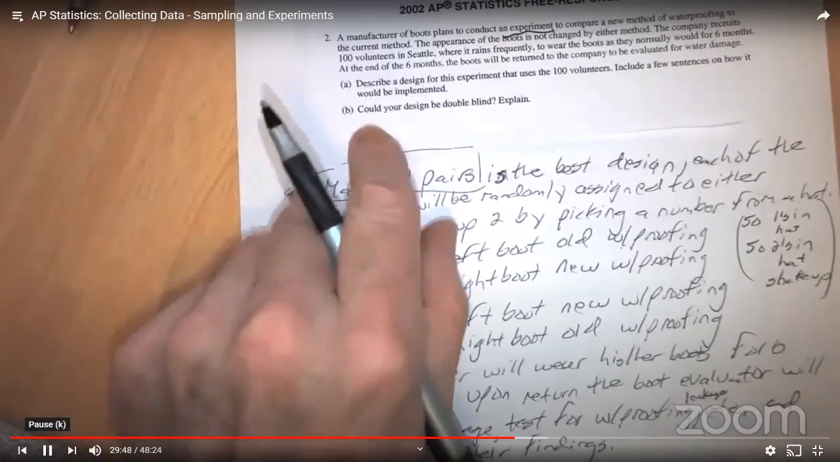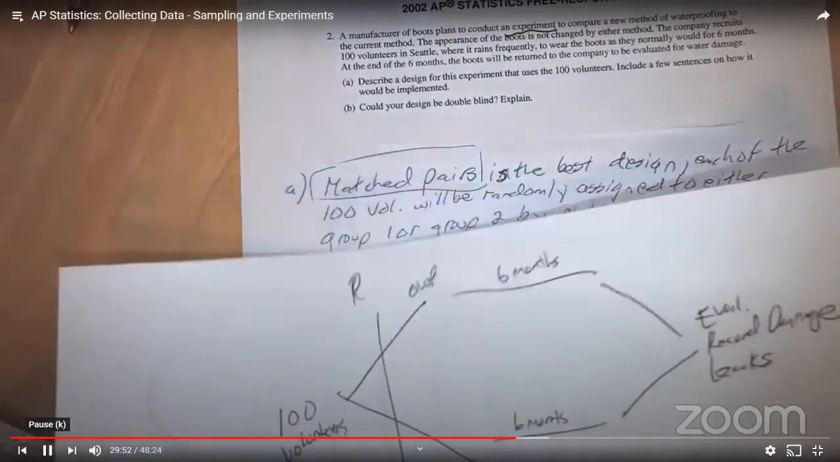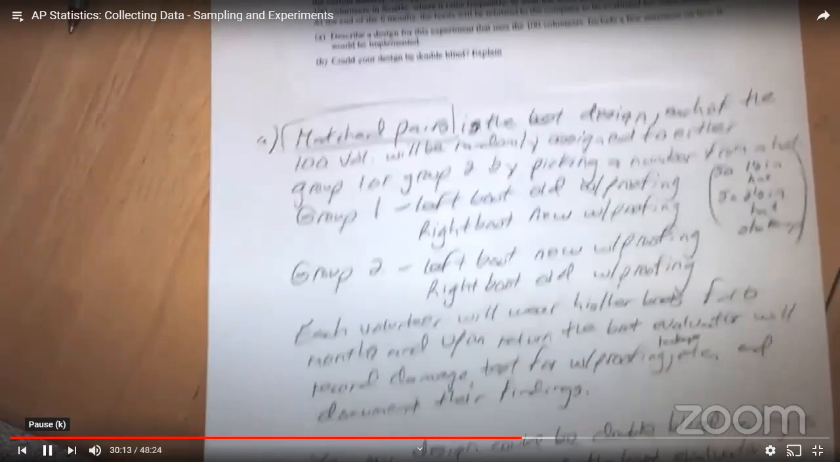Part B, could your design be double blind? Explain. So double blinding, if possible, is typically always better. So we do want to double blind this experiment if we can. There's probably some experiments in the world where we can't, but I tell my students in AP Stats that we pretty much think about double blinding if at all humanly possible in all the different experiments. So I think we can double blind here.